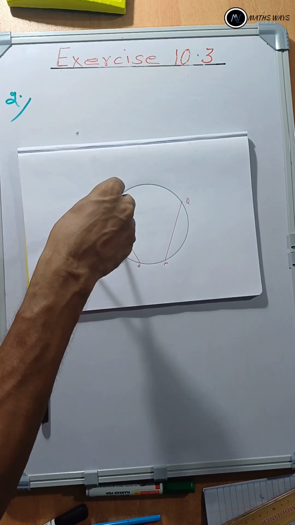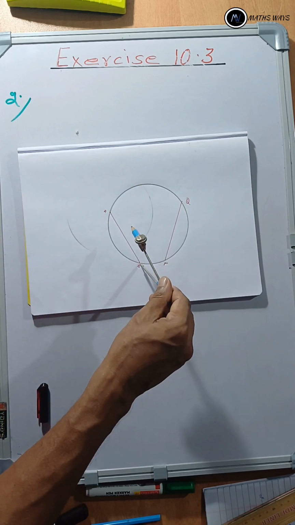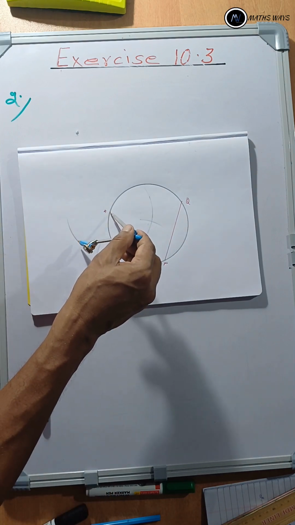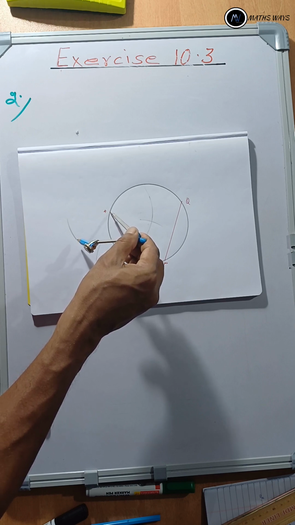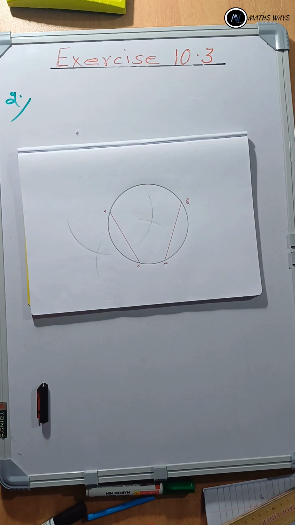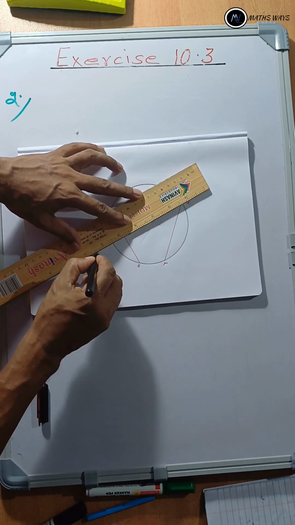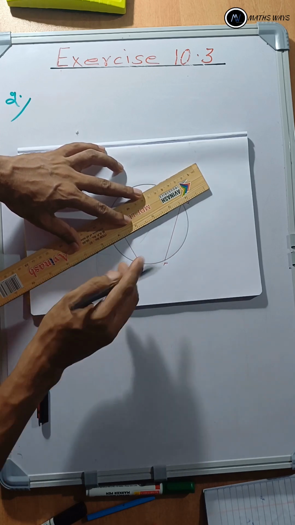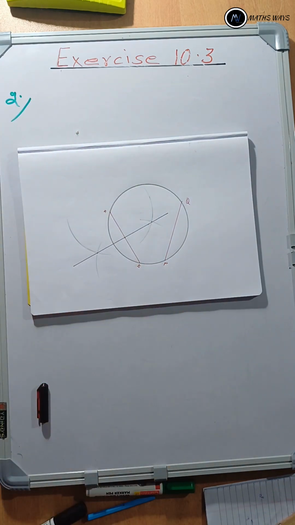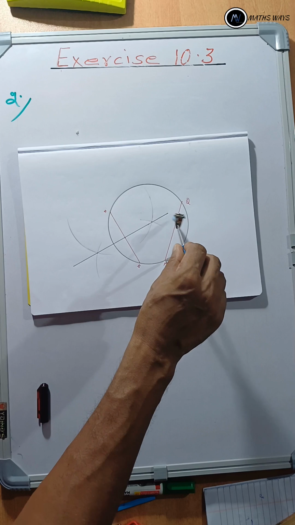For bisecting, we use a compass. First we bisect this. Draw the bisector of this. First we draw the bisector of this chord, then draw the bisector of the chord PQ, taking more than half of this.